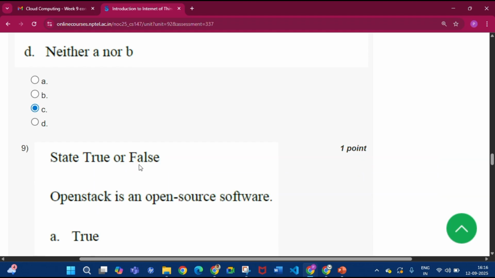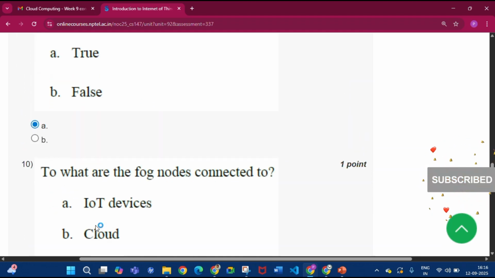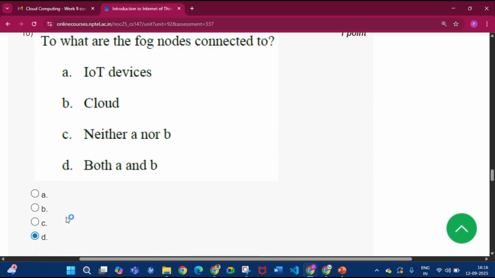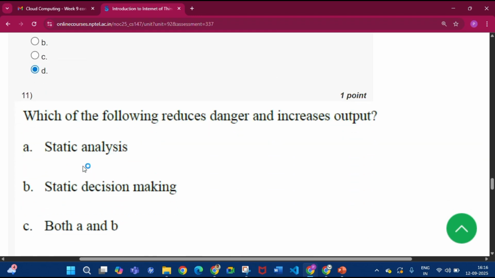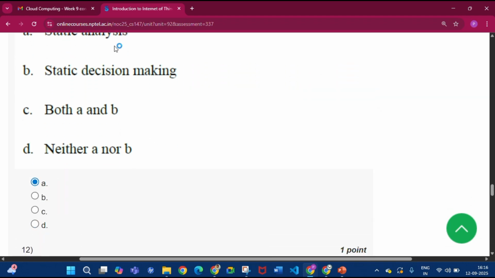Now question number 9, state true or false, so the answer will be option A, that is true. Now question number 10, what are the fog nodes connected to, so the answer will be option D, that is both A and B, that are IoT devices and cloud. Now question number 11, the answer will be option A, that is static analysis.